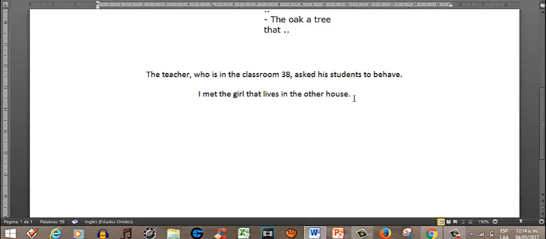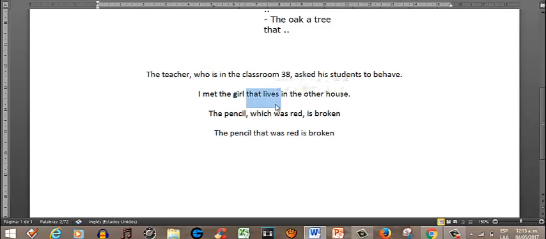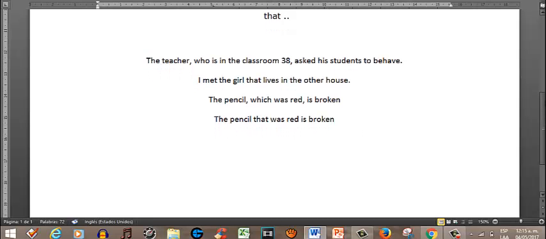So let's say another example. The pencil is broken, right? That's a simple sentence, but if you want to add more information, we say the pencil which was red is broken, right? So we want to clarify which pencil. Remember, you can also use that: the pencil that was red is broken. Remember, with which and who you use the comma. With that you don't have to. As you can see in the example, and that's pretty much it.